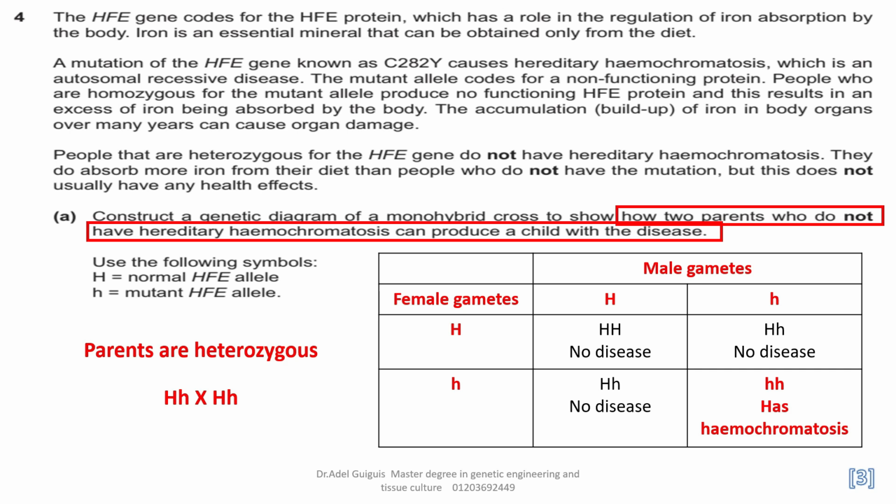2 times 2 equals 4. So the offspring contain 4 individuals. H capital with H capital, this individual has no disease. H capital H small, no disease. H capital H small, no disease. How many with no disease? 3. While the last one in the corner here, H small H small, has hemochromatosis disease. Why? Because he or she receives what? 2 copies of the mutant allele, H small.